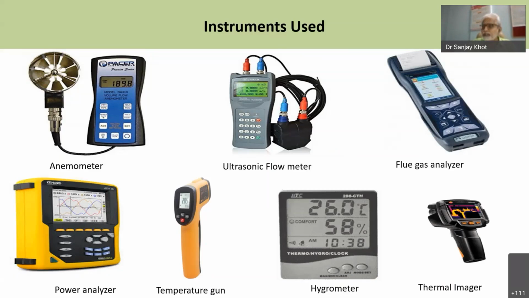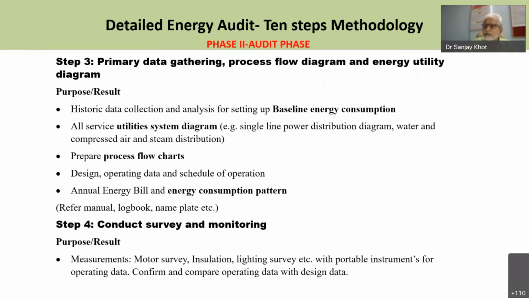Now in the phase audit, that is, whenever the team enters the industry or, suppose, any college, there we need to gather the primary data. Suppose it is a big industry where compressed air is used, we want the flow diagram, the line diagram of the compressor. If steam is used, we want the line diagram of the steam. If chilled water is used, for example in pharmaceutical, wherever it is essential, all the line diagrams are very essential, so that we can take them from that company and conduct the survey and monitoring.